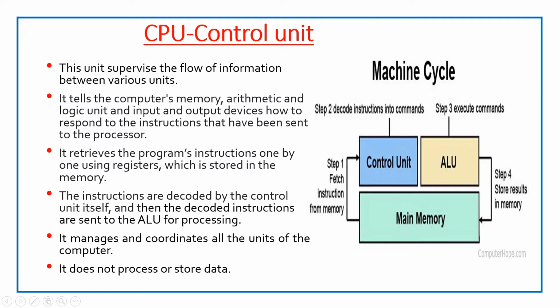Next point, the control unit, which is the part of the CPU. So from the point we can see this unit supervises the flow of information between various units. Means this control unit controls the flow of information of all the units that are present in the computer system. In short, we can say that control unit controls other units of the computer system.